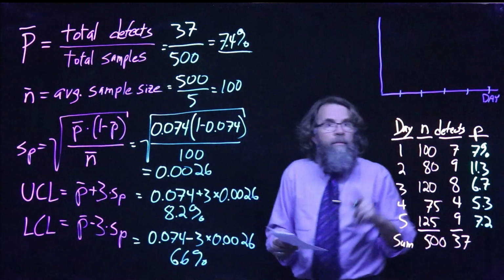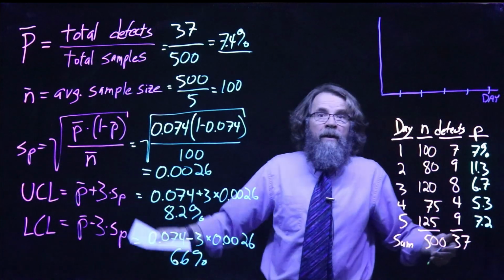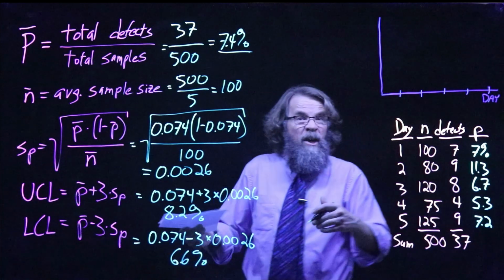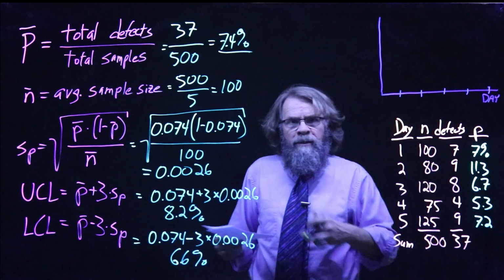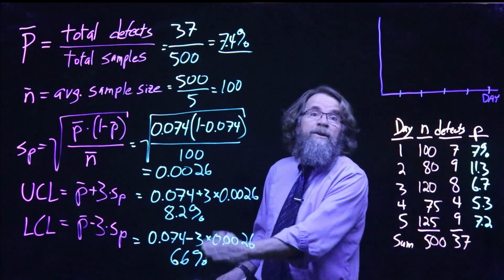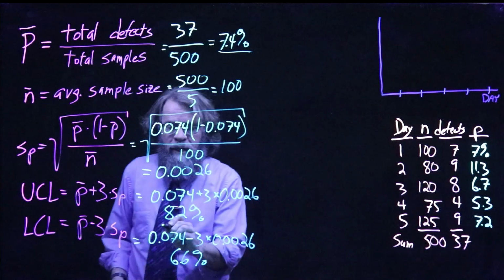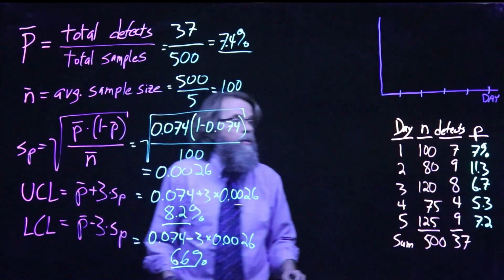Now I do have to make one little side note here. When you calculate the lower control limit, it's entirely possible that this minus this could give you a negative number, and it doesn't make sense to talk about a negative number of defects. If that does happen to you, just use 0 for your number there. Okay, so we have our upper control limit is 8.2, lower control limit is 6.6.